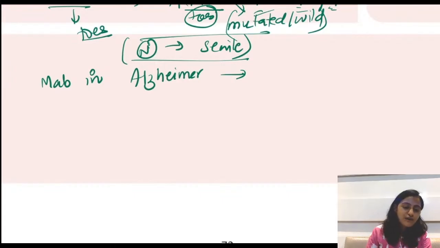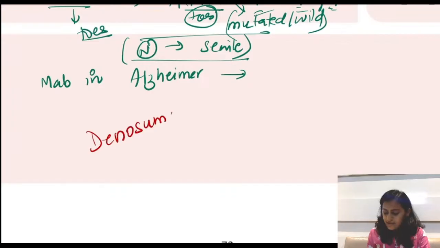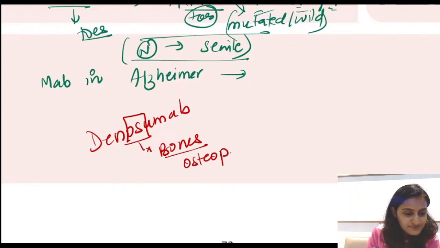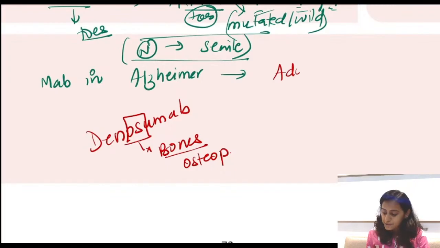Shalini, denosumab कैसे होगा? When I say denosumab, right? Look at the word itself. The OS tells you that it is for the bones. It is used in the bones का condition, that is osteoporosis. Very good. I see Sai Arvind answering here. Absolutely right. It is aducanumab.